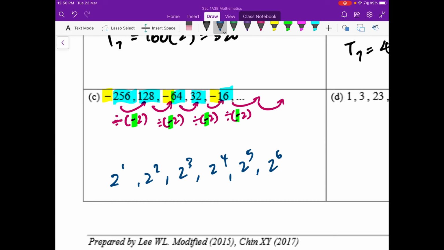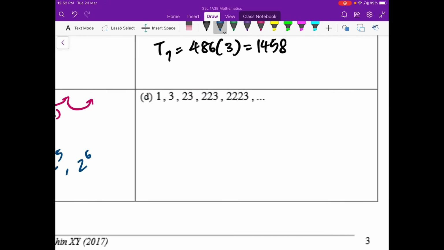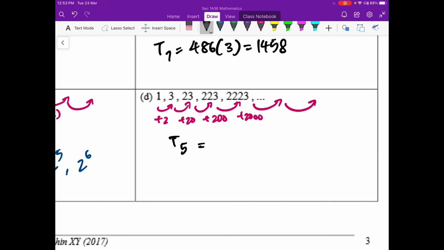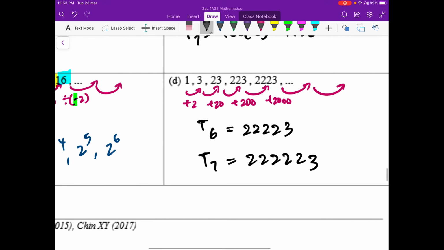Okay, I'm going to pause over here first. Just an extra. How do we get from one term to the other term? How do you do that? Okay. Plus 2, plus 20, plus 200, plus 2000. Then you can guess the rest. Term number 5, 1, 2, 3, 4, 5, 6 will be 2, 2, 2, 2, 3. Term number 7, 2, 2, 2, 2, 2, 3. Okay, we don't need to know the formula for this, huh?